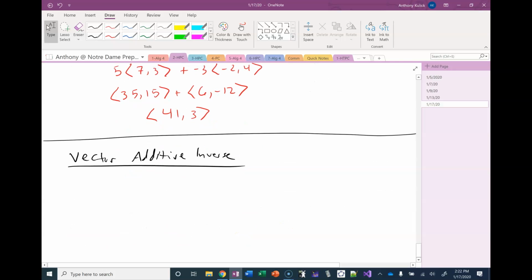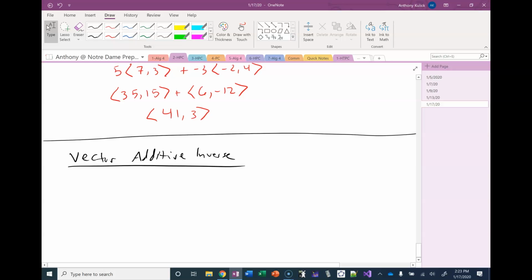So if I want a vector additive inverse, let's think back to what I mean by additive inverse. What's the additive inverse of 5? Just back to real numbers. This is like 3rd grade. Negative 5. Thanks, Anne. And why is negative 5 the additive inverse of 5? Because they get 0 when we add them together.